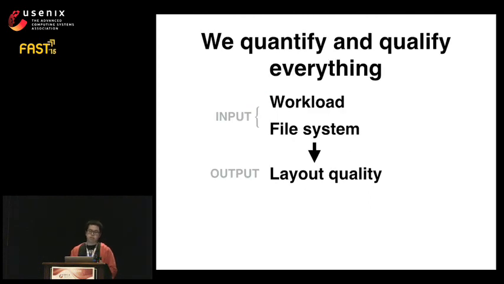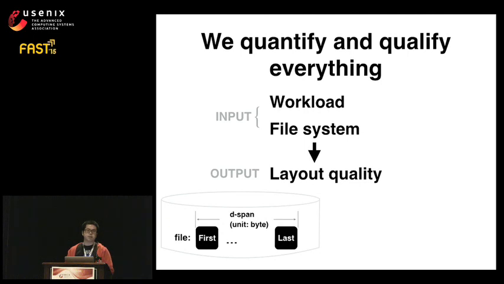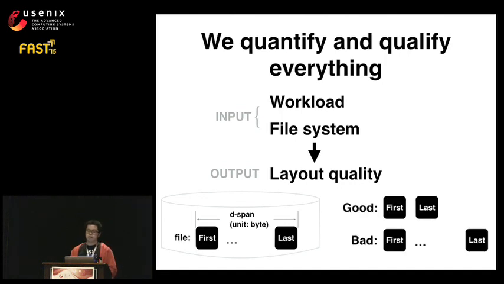First, we describe the workload and the file system by over 10 factors. These factors are going to be introduced right after this slide. After running the workload on the file system, we use a metric to measure the layout quality of these files. The metric we use is called data span, or dspan. It is simply the distance between the first physical block and the last physical block of that file. Smaller dspan is better.